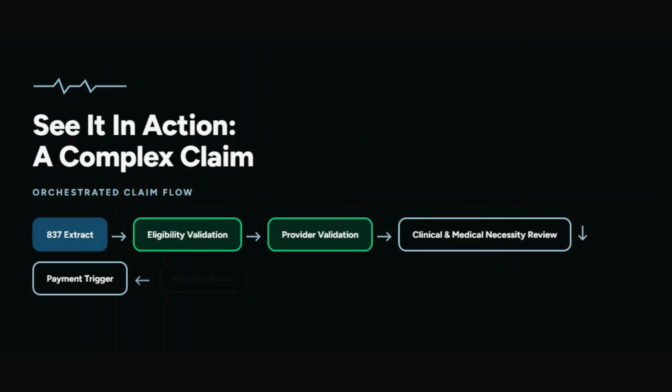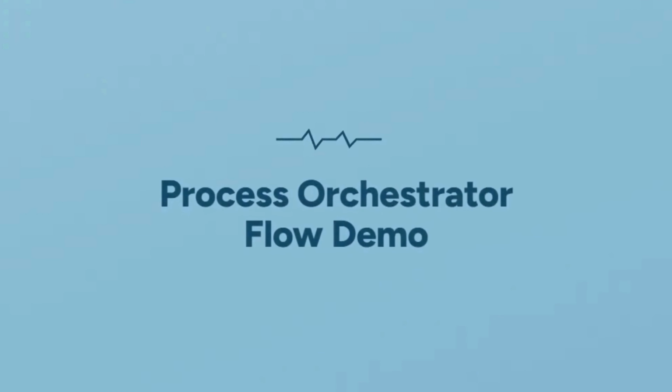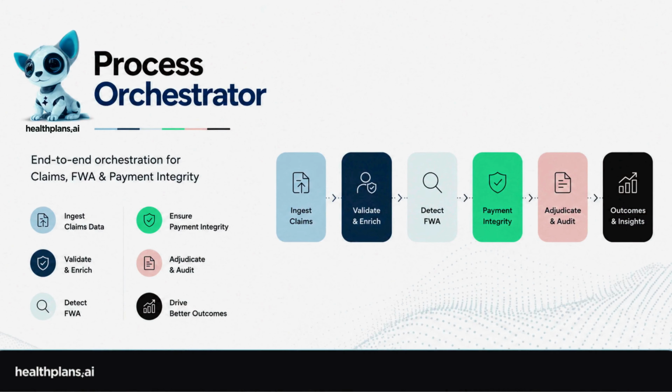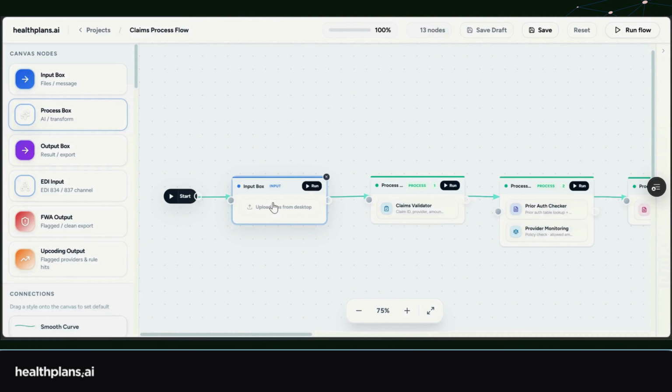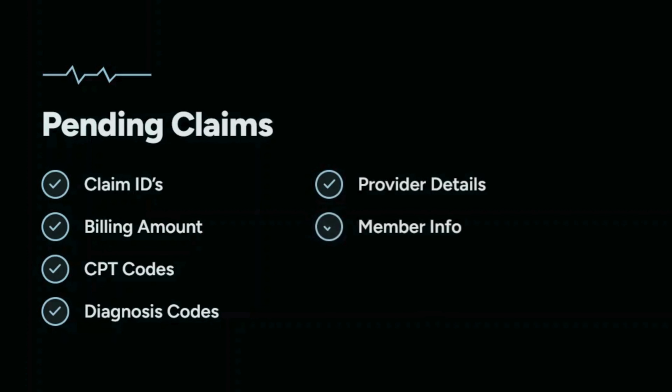Now, let's see what that looks like in action. This process flow demonstrates one example. It shows how claims move through the full claims, fraud, waste and abuse, and payment integrity lifecycle. The workflow begins by uploading the desired claims file into the orchestrator. In this example, the file contains pended claims, including claim IDs, billing amounts, CPT codes, diagnosis codes, provider details, member information, and other supporting claim data.